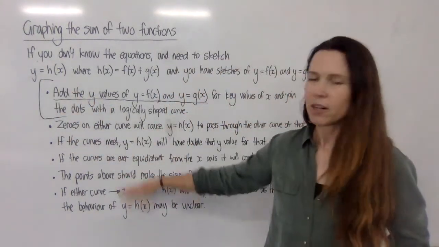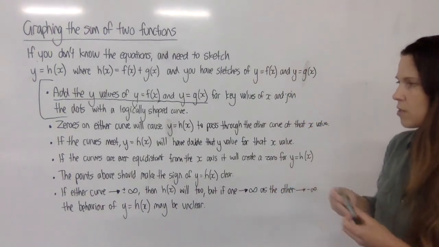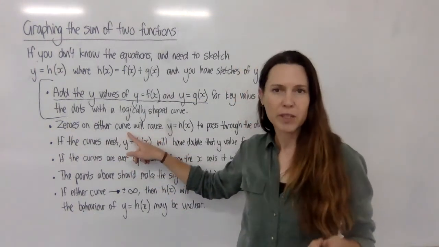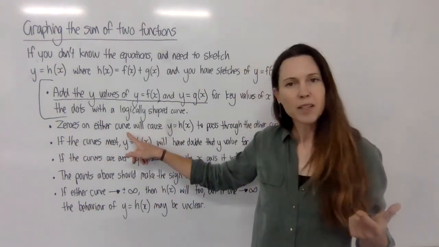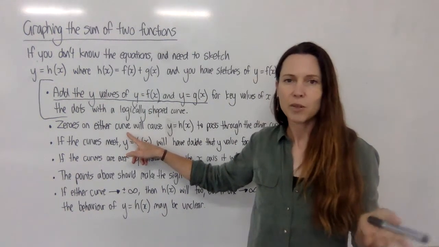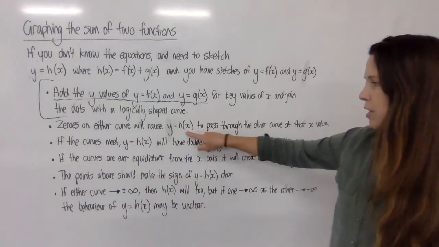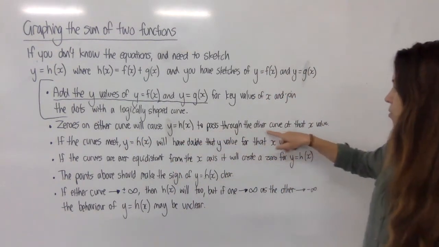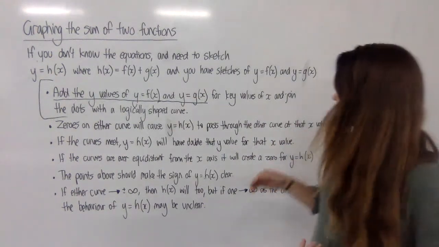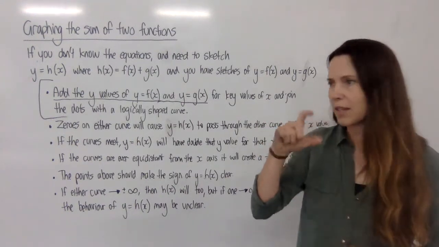Now, some other considerations here that you can write down, just because these will help you think things through and give you some shortcuts. If we have zeros on either curve, and remember a zero is just an x-intercept, then as we go to add the y values together, one of them's going to be 0, isn't it? So it's just going to add nothing. So that will cause our new summed function to pass exactly through the other curve at that x value, because literally we'll be adding the y value for the other curve to 0, so it's going to give us nothing extra.